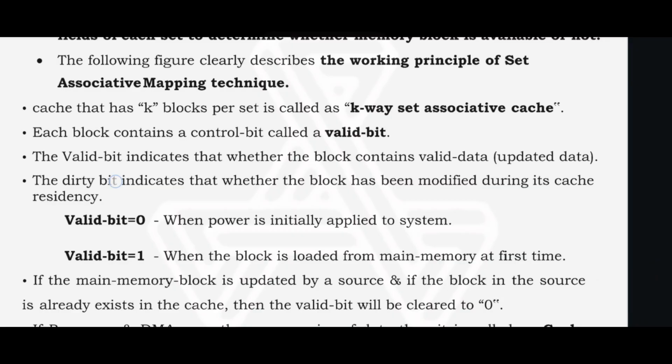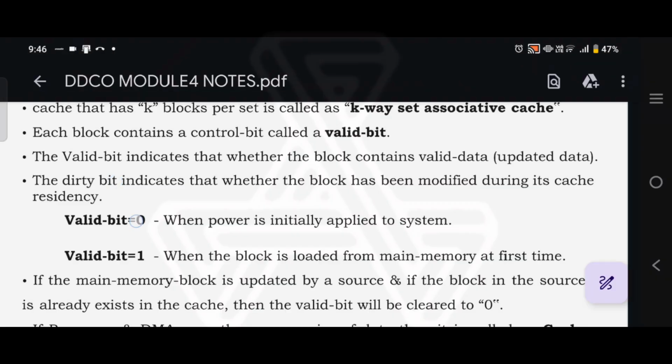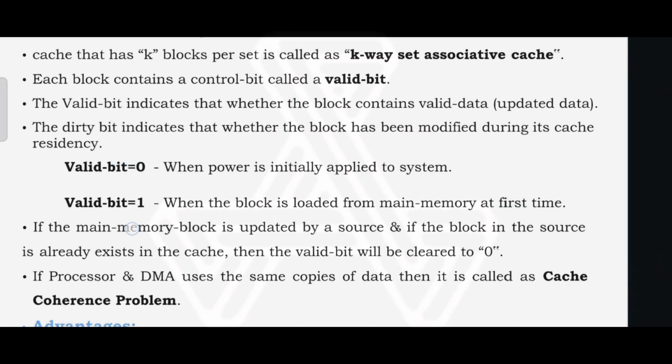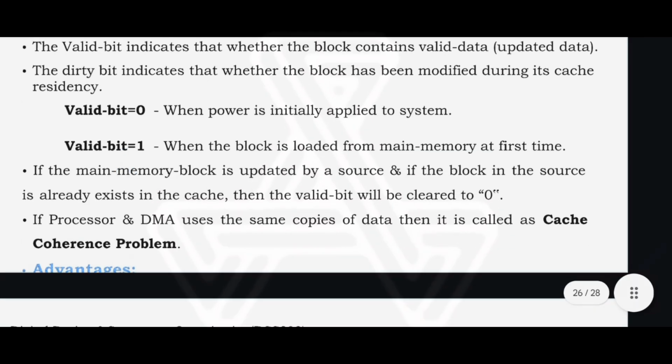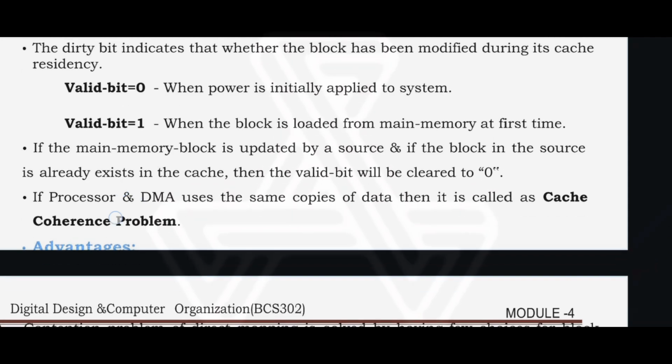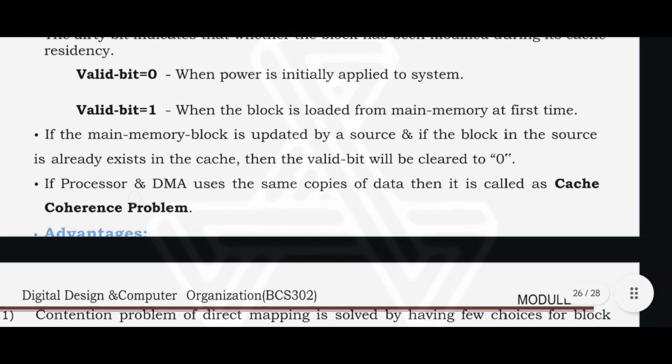Each block contains a control bit called the valid bit. A valid bit indicates whether the block contains valid, updated data. A dirty bit indicates whether the block has been modified during its cache residency. Valid bit is 0 when power is initially applied to the system. Valid bit is 1 when the block is loaded from the main memory for the first time. If the main memory block is updated by a source, and the block already exists in the cache, then the valid bit will be 0. If the processor and the DMA use the same copies of data, then it is called the cache coherence problem.